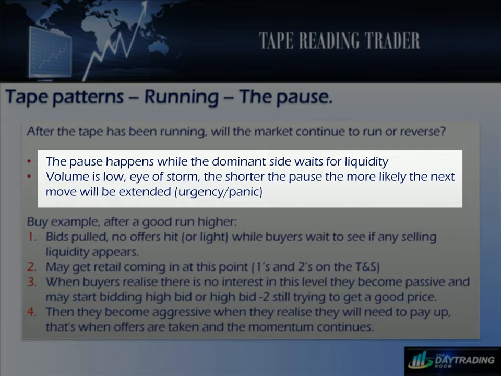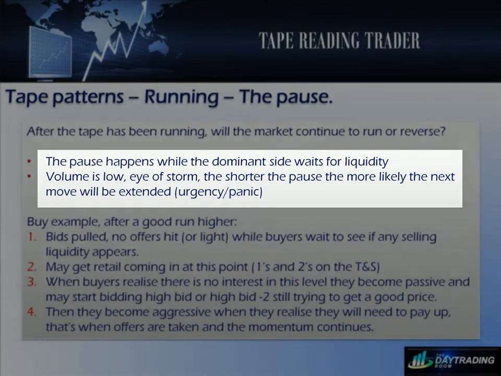It's where the volume dries off and the tape goes into equilibrium, time and sales maybe ones or twos hitting the bid and offer. It's the eye of the storm, if you like. The shorter the pause, the more urgent, the more likely the next move is going to be extended. Because if there's no pause and they're not prepared to wait very long, then the likelihood is the next move is going to be explosive.